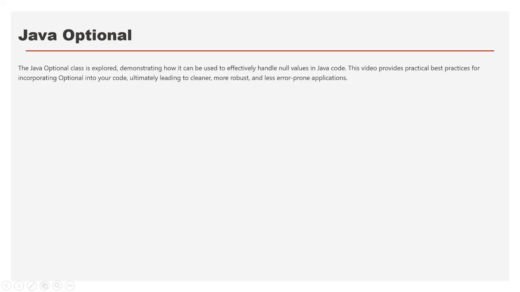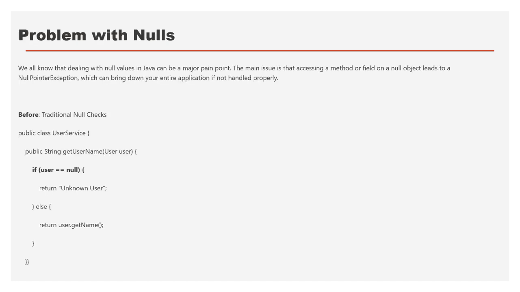Java Optional is one of the important features introduced as part of Java 8. This video demonstrates how we can effectively handle null values in Java code, and it will cover the best practices where you can use Optional in your code, which is going to make your code cleaner, more robust, and less error prone.